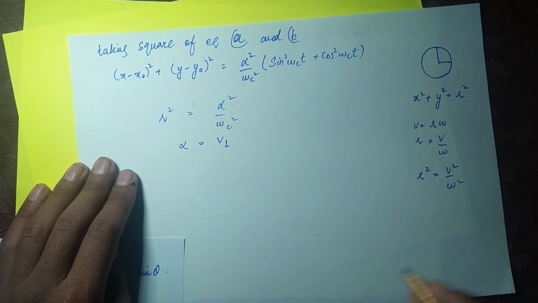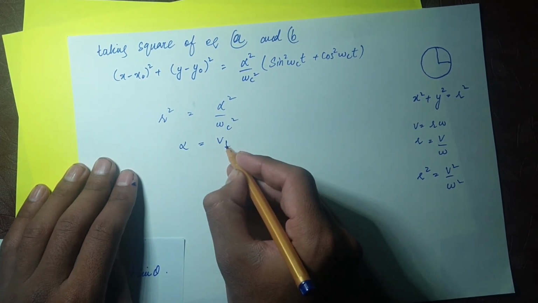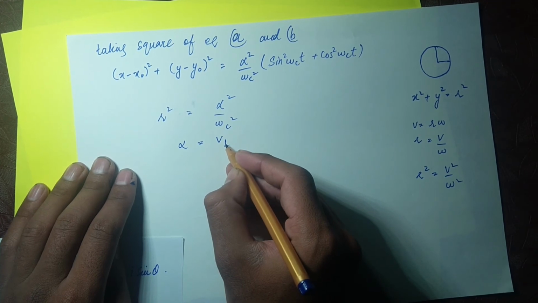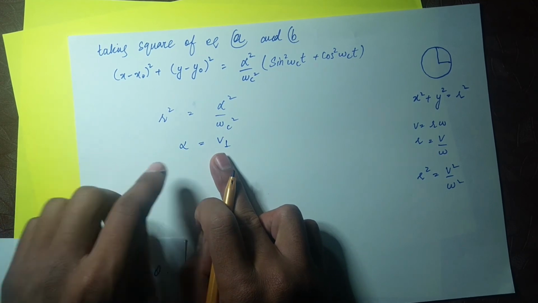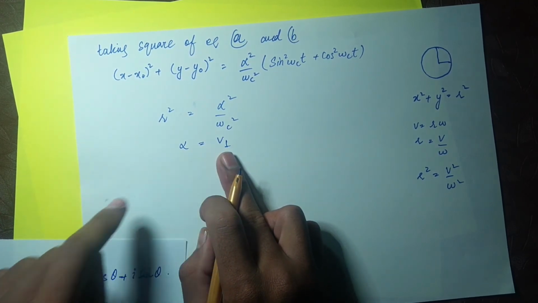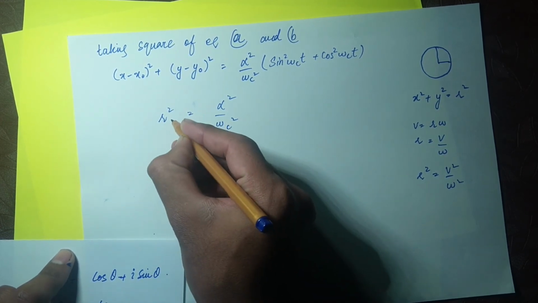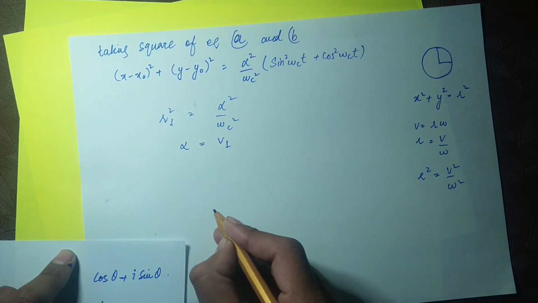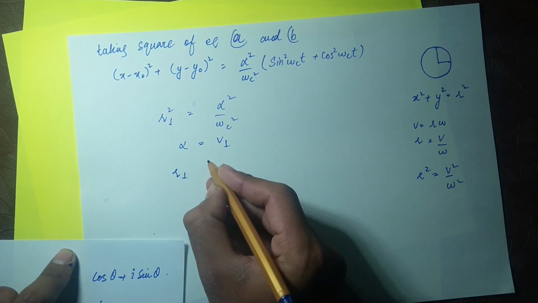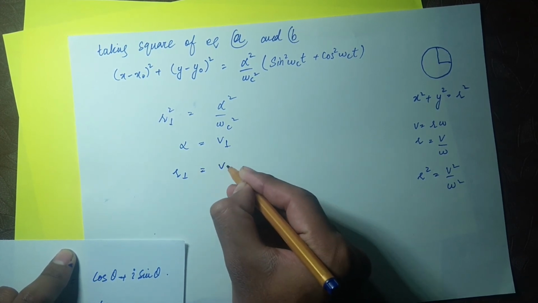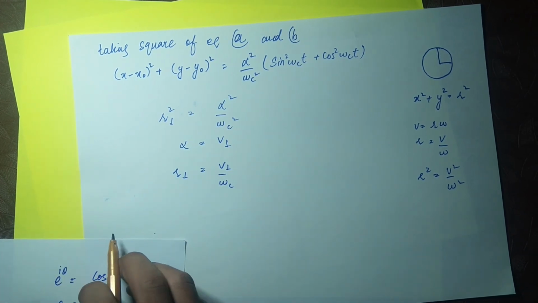Why are we using this v perpendicular? This is the velocity of that ion perpendicular to the magnetic field. So keep in mind that alpha is equal to v perpendicular, and this will also give r perpendicular. So r perpendicular will be equal to v perpendicular over omega c.